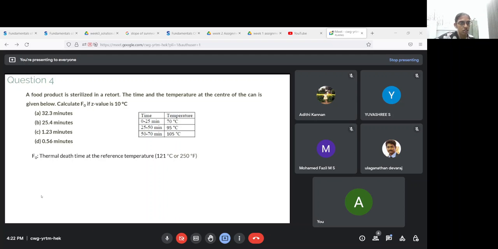So F naught is the thermal death time at a reference point. The moment you see a naught here, except for N naught, for F naught, D naught, everything refers to that particular parameter at the reference temperature, which is 121 degrees Celsius or 250 degrees Fahrenheit. This is pretty much constant. In case of an autoclave or a retort, you will have a reference temperature of 121 degrees Celsius or 250 degrees Fahrenheit. This is like a default value.